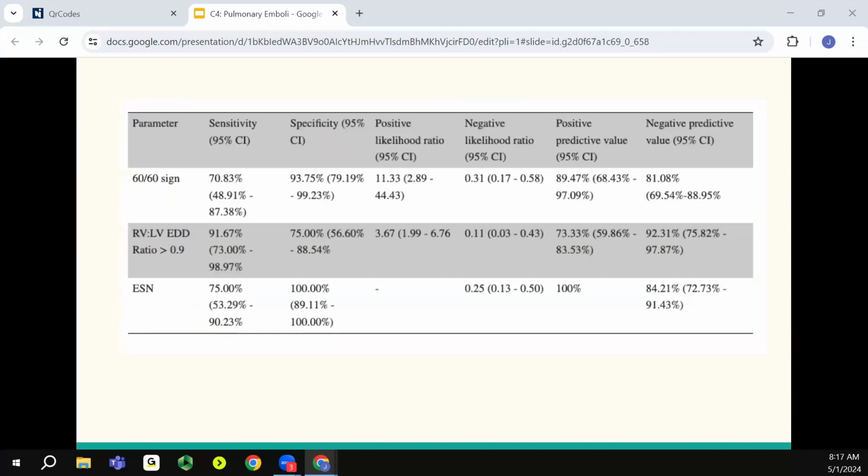What they found is that the 60-60 sign was 93% specific and 70% sensitive. The RV to LV ratio was 91% sensitive and 75% specific, and early systolic notching was 100% specific for acute PE.